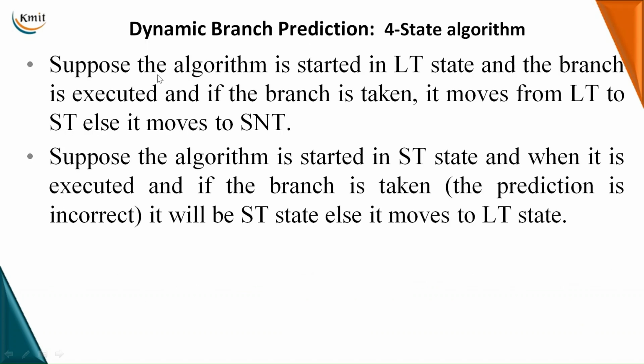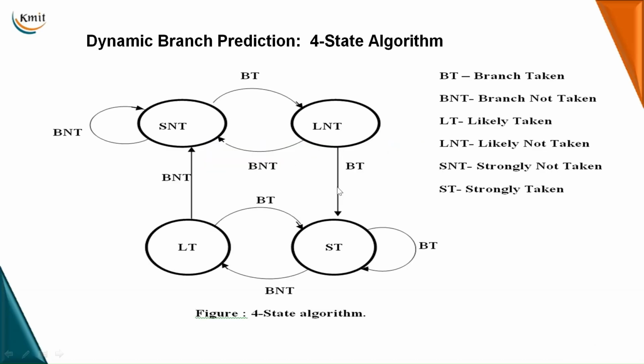Similarly, when the algorithm is in likely to be taken state and the branch is executed and it is taken, it moves from LT to strongly to be taken. If it is not taken, it moves from LT to strongly not taken state. So these are all the different ways in which it moves from one state to another state. So this is a four-state algorithm. This is all about branch prediction.